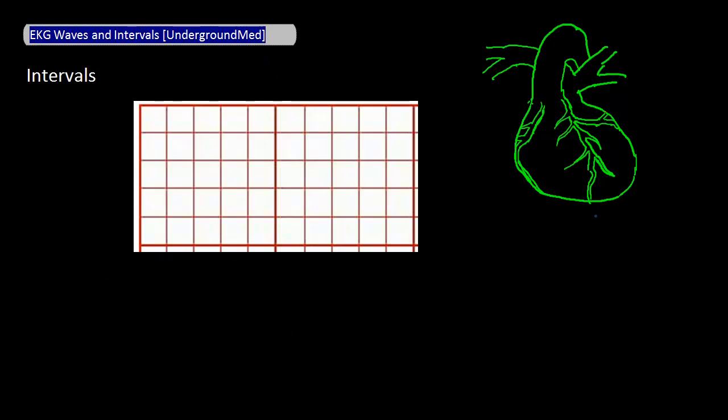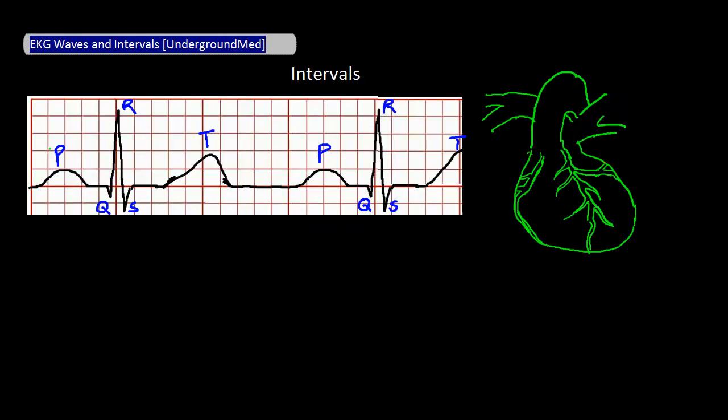Another important EKG concept is to understand the intervals. But before we start, I just wanted to introduce you to the EKG grid. It's composed of small boxes, and each box represents 40 milliseconds. 5 boxes are usually grouped together into a larger box, which represents 200 milliseconds. Now that you understand the EKG grid, we'll go back to the PR interval.